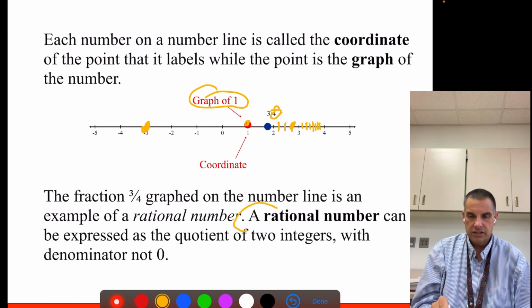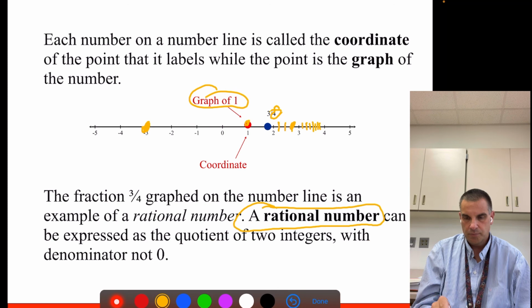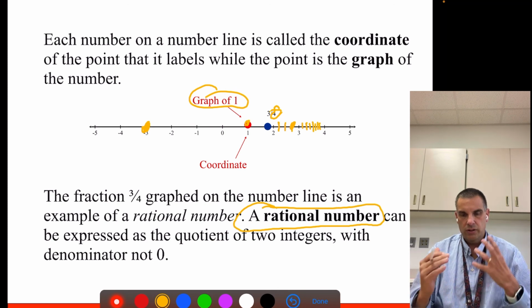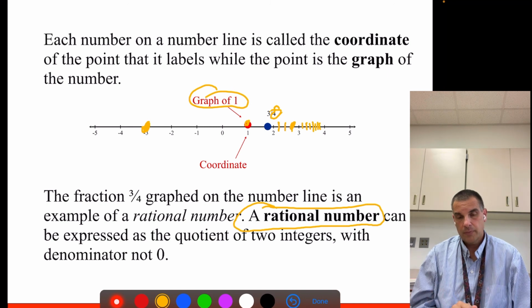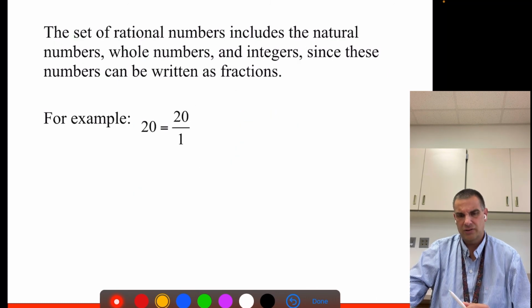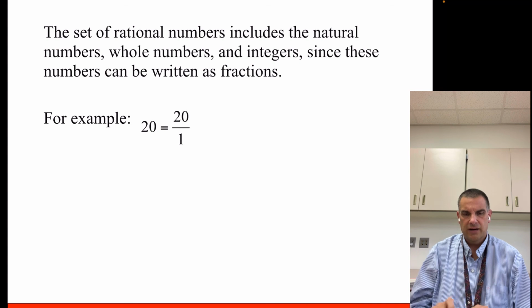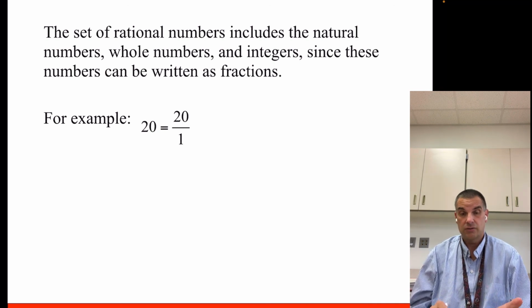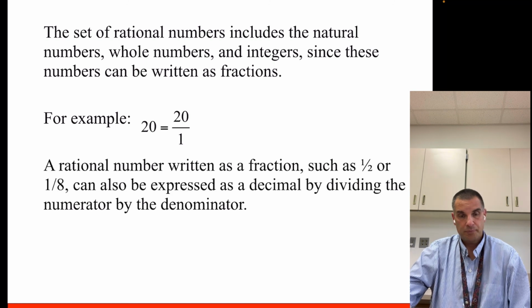Now, fractions are what we call rational numbers. Rational numbers are really the quotient of 2 integers. It's a fraction. And again, remember, you can divide by anything but not 0. Those are considered to be our rational numbers. When we're looking at rational numbers, keep in mind that the number 20 is a rational number, because we can write it as a fraction by putting it over 1, for example.